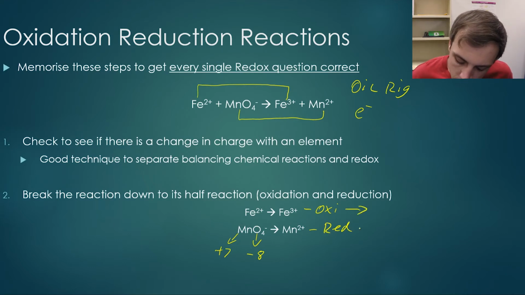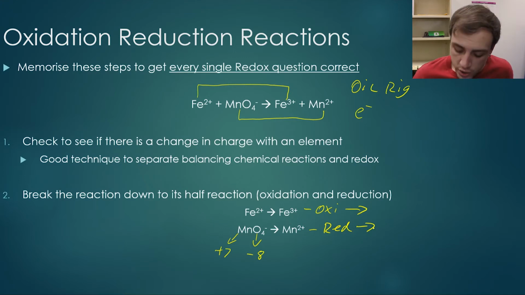Now, another thing I'm going to do for simplicity down the track is, here the difference is +2 to +3. So because the charge only went up by 1, it means it lost 1 electron. Whereas here, the charge went from +7 to +2, so it means the manganese was reduced by 5 electrons. And that is the first and second step. In the first step, we need to identify whether there is indeed a redox reaction occurring.